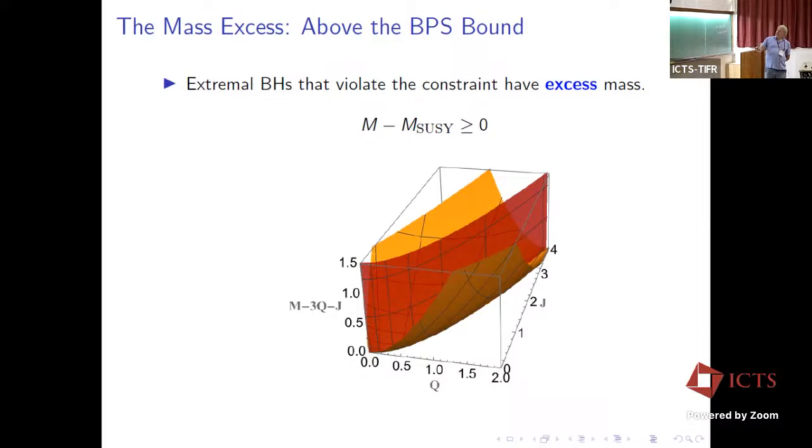The valley is saying that the mass is bigger than the floor. The floor is if m is equal to 3q plus j, but it's only that on the valley when it's some bizarre curve that depends on q and j. So that's just the phenomenology of these guys. To be supersymmetric, you have to sit on that curve. If not, well, the energy is bigger.